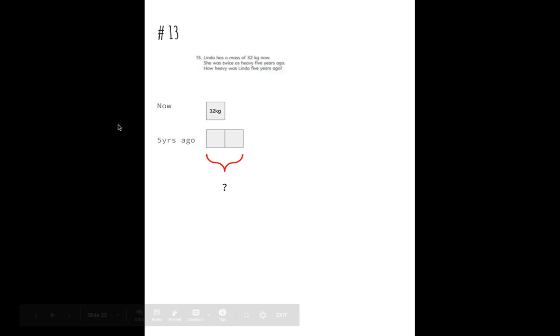Let's look at number 13. Remember, check your work. Please be honest with yourself because practicing this work is super important to see, am I getting it? Am I drawing the models correctly? Where do I need to fix things? So please be honest with yourself with your practice work.